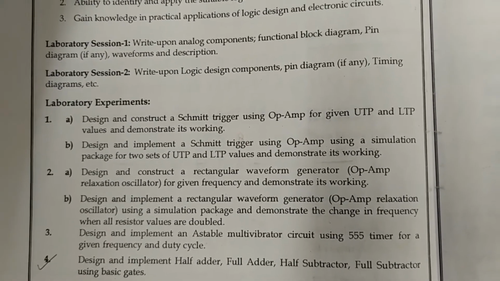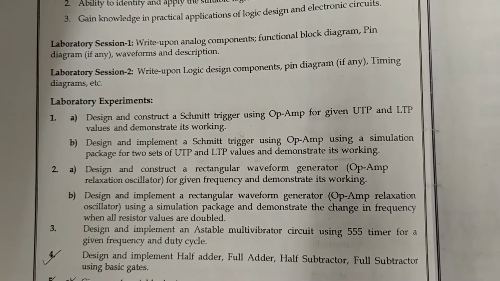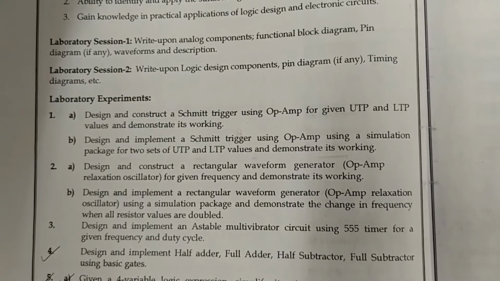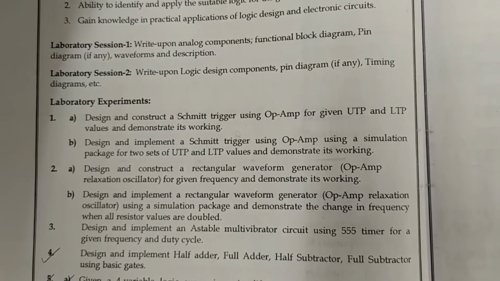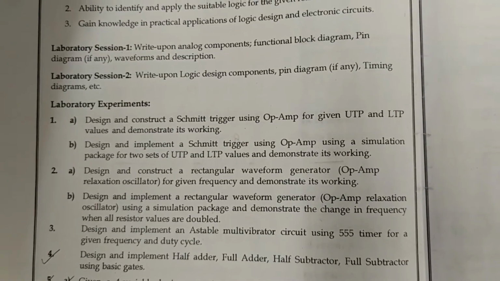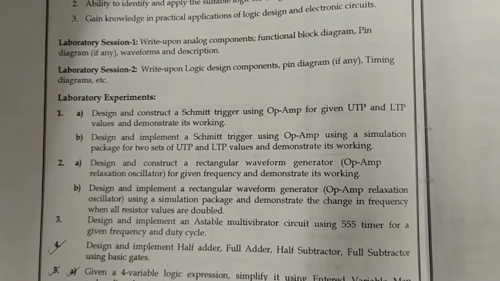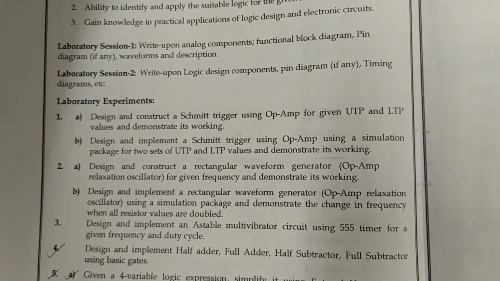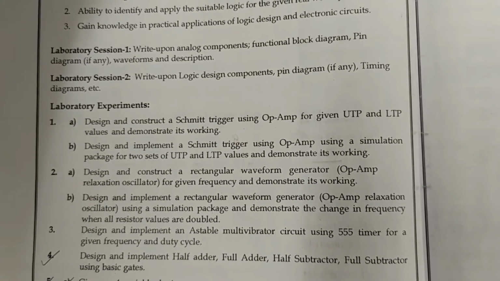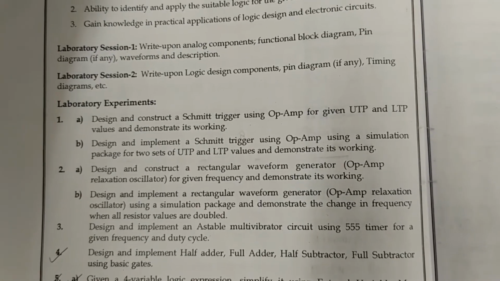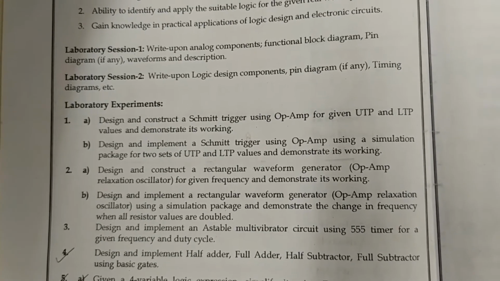So the first experiment is about designing and constructing a Schmitt trigger using an op-amp for a given UTP and LTP, and you need to demonstrate its working, and the same has to be designed using a software package also. The second is all about designing a rectangular waveform generator, that is relaxation oscillator, and the same has to be demonstrated along with the software package. Moving on to the third one, the third experiment is about designing and implementing an astable multivibrator circuit using 555 timer for a given frequency and duty cycle.